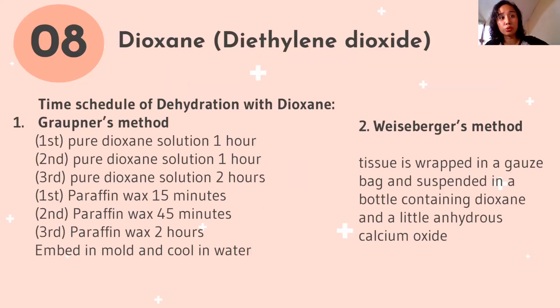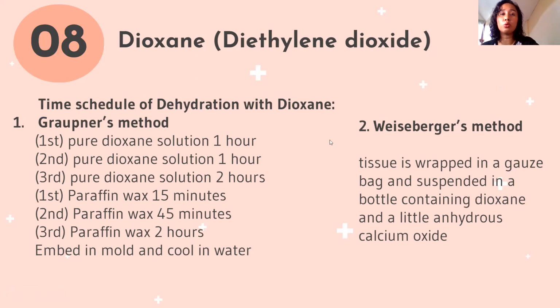There are time schedules. How do we use dioxane? So we have Graupner's method. In summary, 3 changes of dioxane: 1 hour, 1 hour, tapos 2 hours. Tapos 3 changes of paraffin: 15 minutes, 45 minutes, 2 hours. So 4 hours in dioxane, 3 hours in paraffin wax. Tatlong changes. Yun ang Graupner's method.